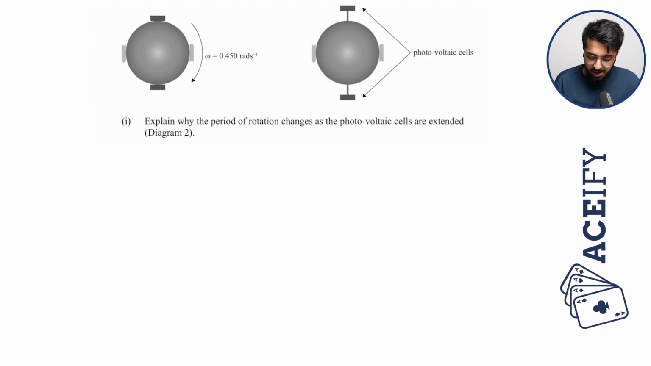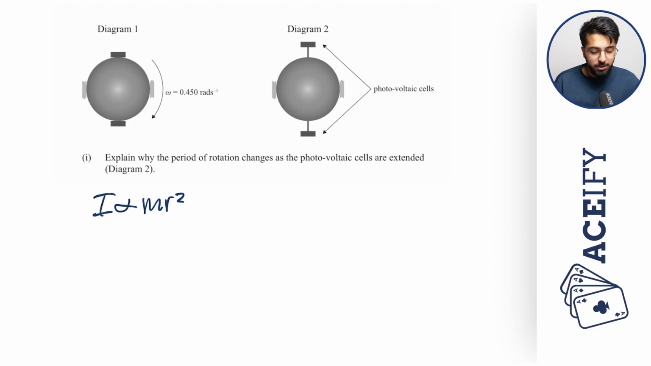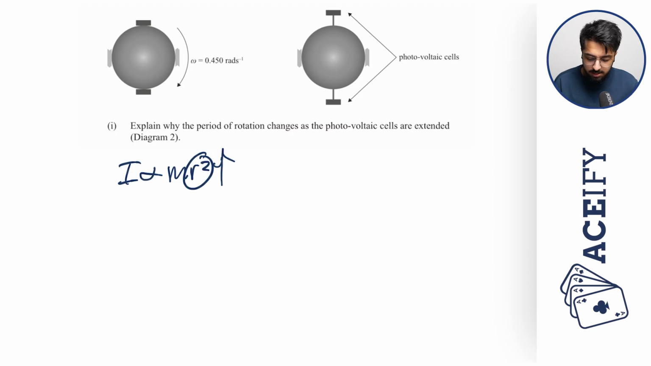We know that our rotational inertia is directly proportional to m r squared, as I said in the previous question. When the photovoltaic cells are extended, our effective radius is going to increase. Once again, if you don't know what effective radius means, I go through it in my rotational motion video, which is on my mechanics playlist. And so if our effective radius increases, our rotational inertia is going to increase.